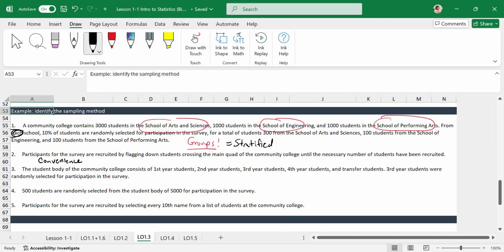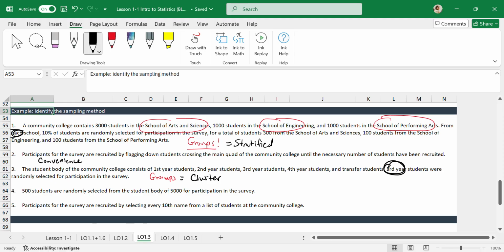Number 3, the student body of the community college consists of first-year students, second-year students, third-year students, fourth-year students, and transfer students. Third-year students are randomly selected to participate in the survey. So first thing is this has groups by year 1 to year 4 students plus transfer students. But how many groups do they select? Only the third year. That means that this is a cluster sample because they didn't choose from each. Stratified, you have to choose from each group. Cluster, you do not. So they only chose one group. This is a cluster sample.